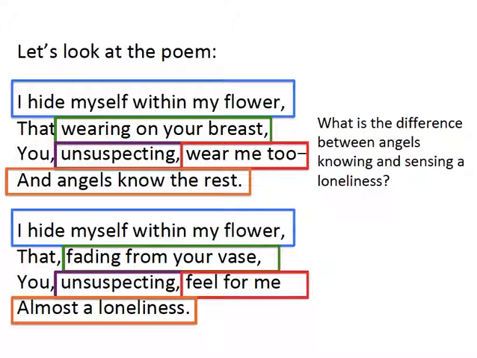So finally, in the last line of each stanza, we see another difference. What is the difference between angels knowing the rest and the sense of loneliness? In the first stanza, angels knowing the rest suggests certainty, while in the second stanza, we reiterate that sense of something's disappearing, there's a loss going on, that connects to that second line fading from your vase.